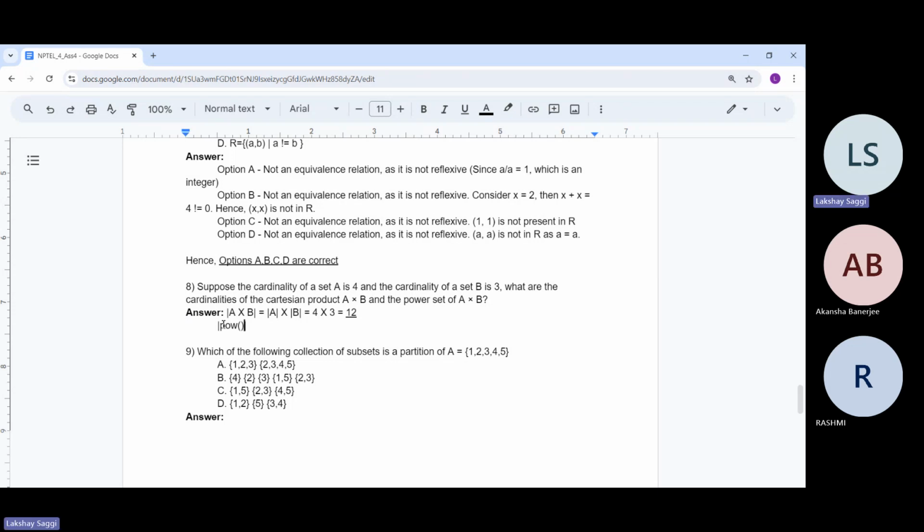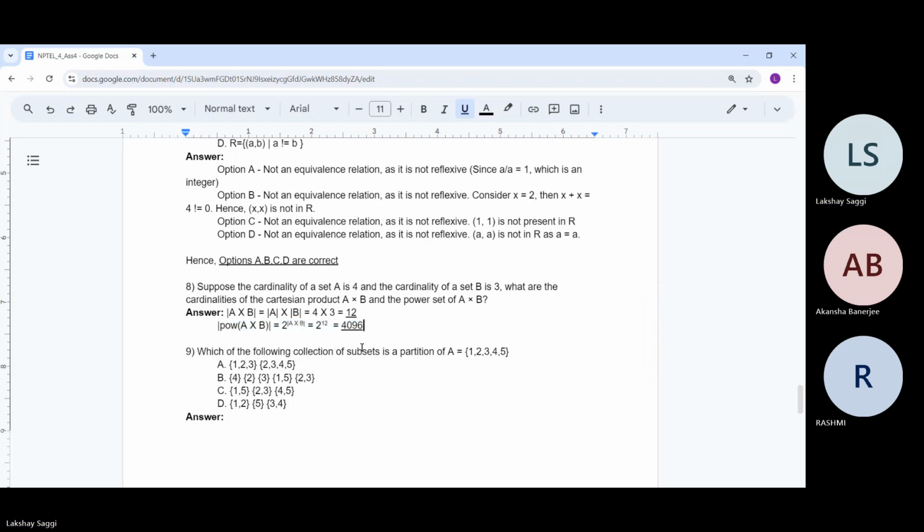And now we also know that the cardinality of the power set of A cross B will be nothing but 2 to the power cardinality of A cross B. And this will be equal to 2 to the power 12, which will be equal to 4096. And this will be the correct answer. Right. I hope this makes sense. This is not too difficult of a question, but it still tests the basics of whether you remember power sets and stuff.